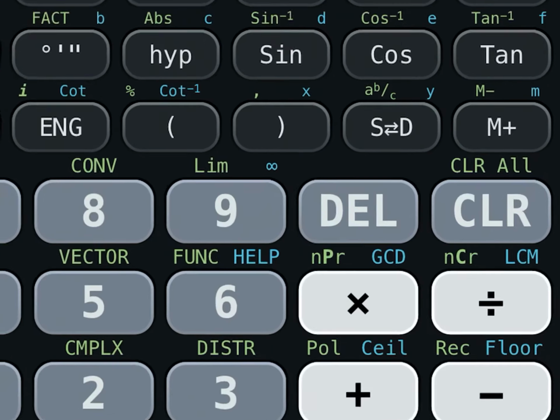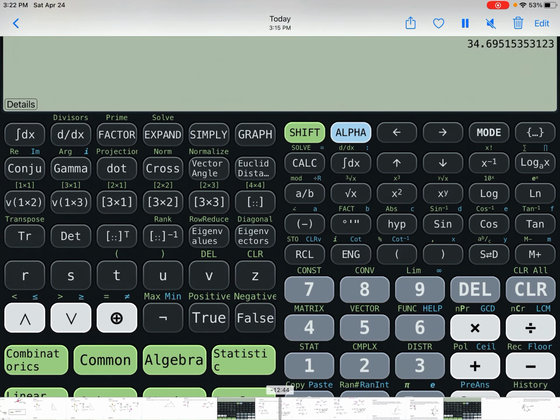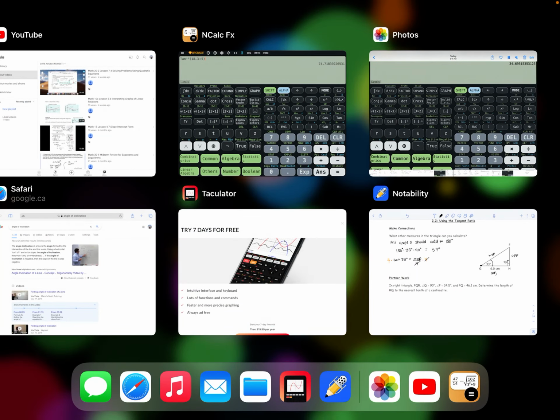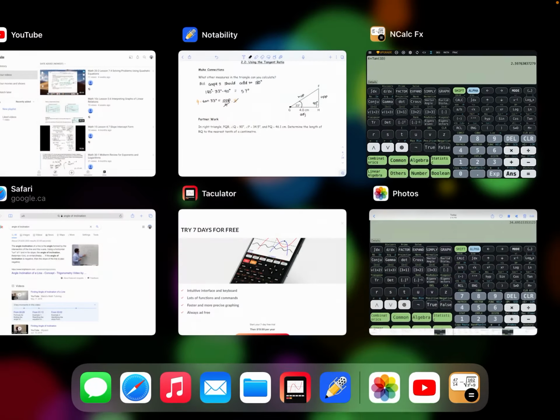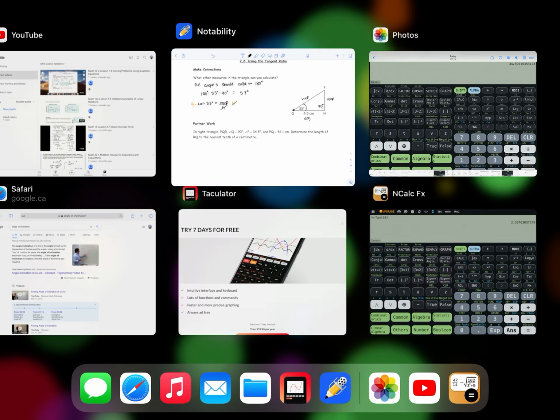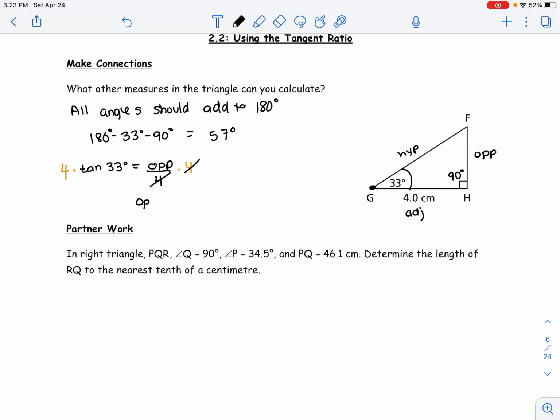So I'll show you how to do that. In your calculator, clear what you have there, and you're going to put 4 multiplied by tan, TAN, and in brackets 33. Close your brackets. So the number is just multiplying in front of your tan. And you should get 2.59, which I would round to maybe 2.6 to the nearest tenth. So we just found out that our opposite side would be 2.6, and that would be in centimeters.